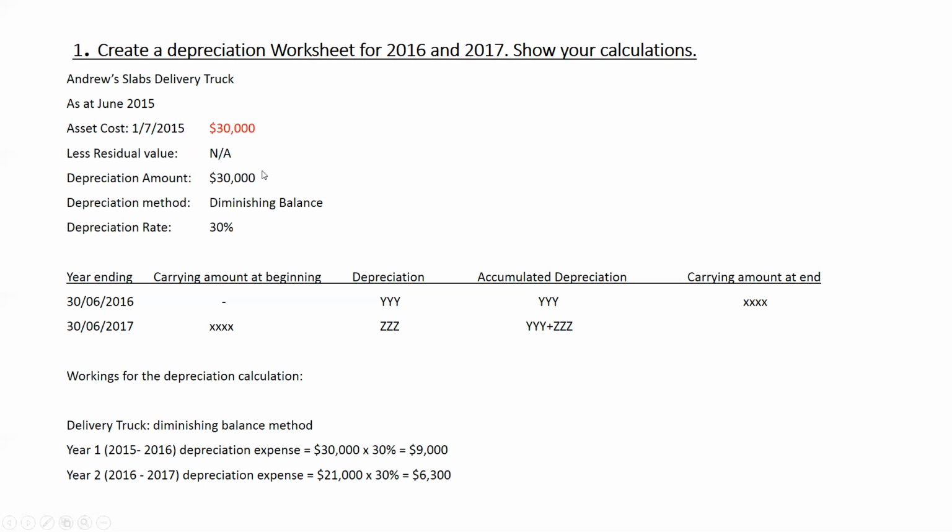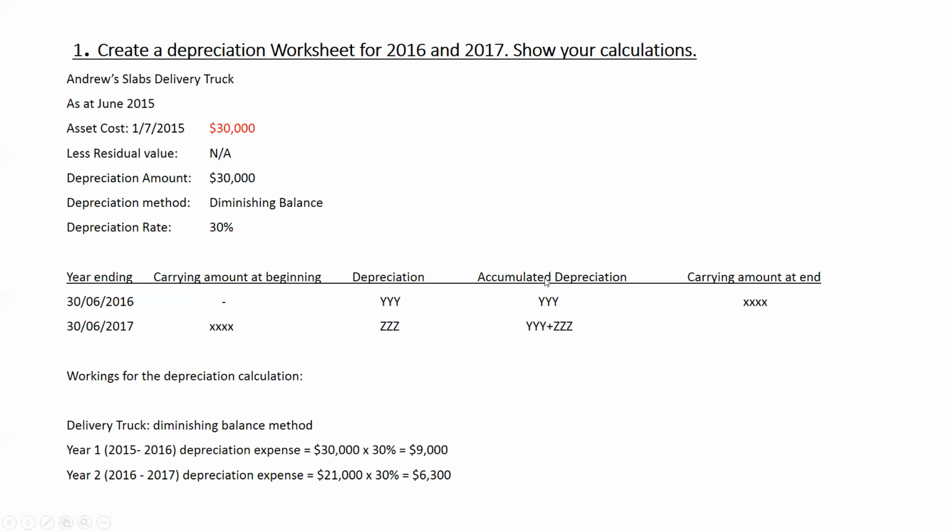Less residual value. There was no residual value, so NA. Depreciation amount is 30K. The method is the diminishing method. Depreciation rate 30%. All of this we are getting from the question. Then you need to prepare a table like this. First column would be year ending. Then carrying amount at beginning, depreciation, accumulated depreciation, carrying amount at the end. So this is going to be your carrying amount. And depreciation: if the amount is 30K, you need to depreciate by 30%. So I think it's going to be 9,000.